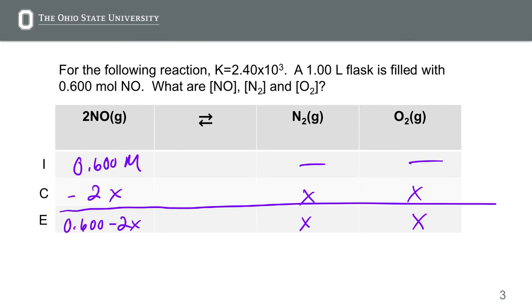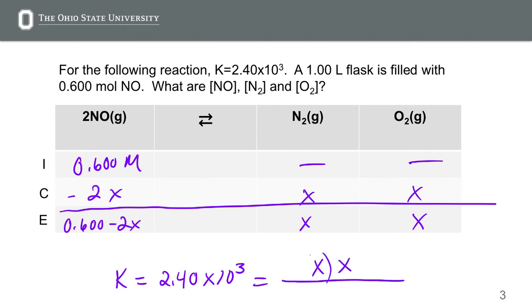So we aren't given any equilibrium concentrations, right? So now we have to mathematically solve for x. We're given the equilibrium constant K. It's 2.4 times 10 to the third. So it's going to be reactant favored or product favored? Product favored, it's a large value of K.